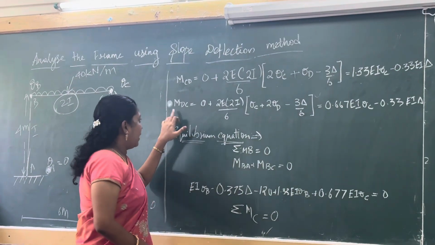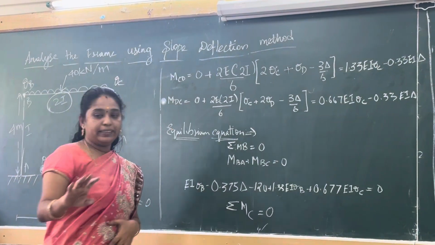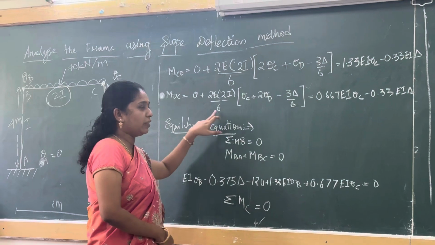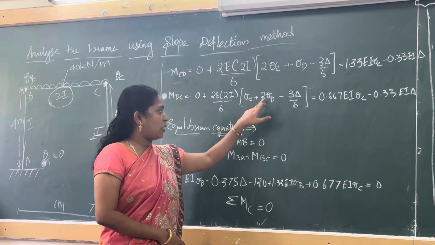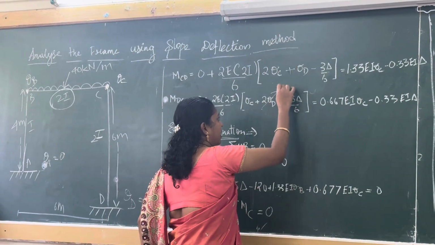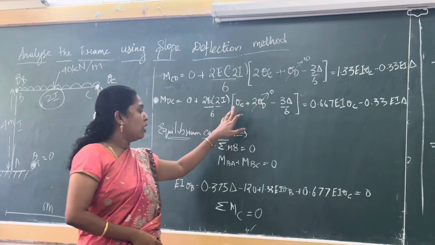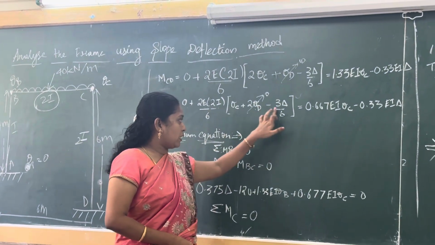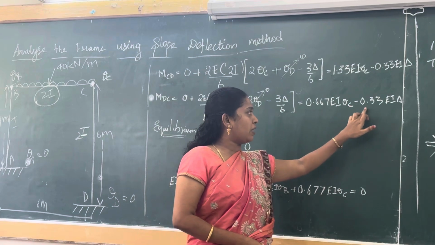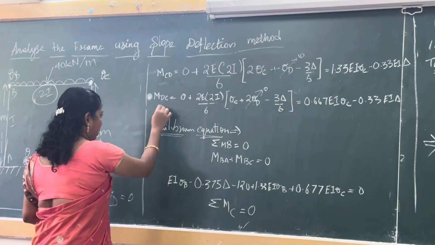So next, M theta, moment for DC, plus 2EI, that is 2EI divided by L, 6 plus theta c plus 2 theta d minus 3 del by L. Here the theta d value is 0 because it has fixed support. We are having only theta c and the del value, that is 0.667 EI theta c minus 0.33 EI del value. So next, step 3.